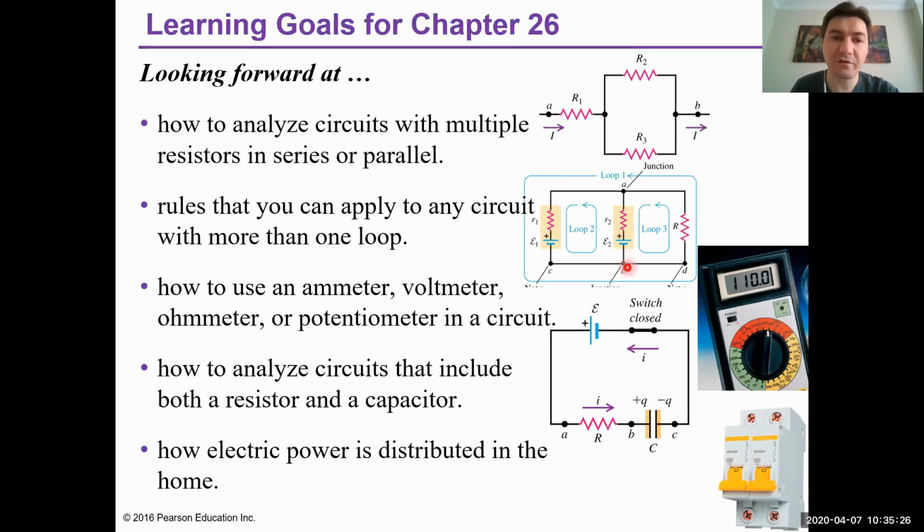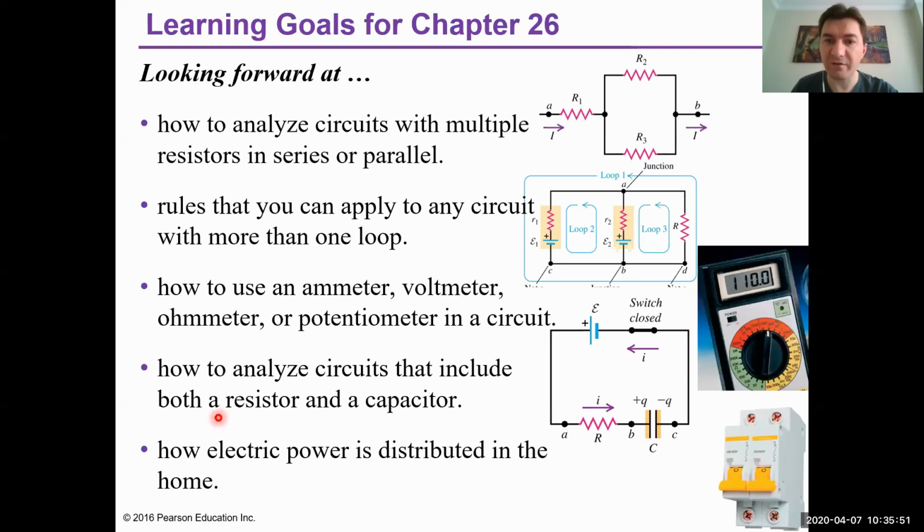And we will also talk about how to use an ammeter to measure current, voltmeters, ohmmeters, and potentiometers in a circuit. We will also talk about digital multimeters. And probably on Thursday, for the next lecture, we will continue with resistor and capacitor circuits.